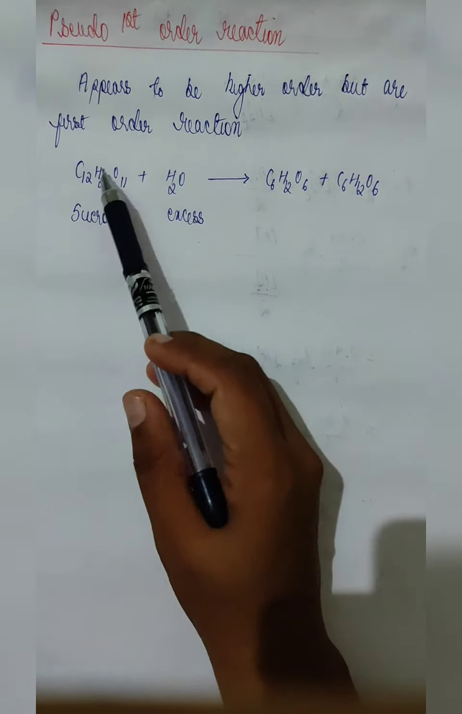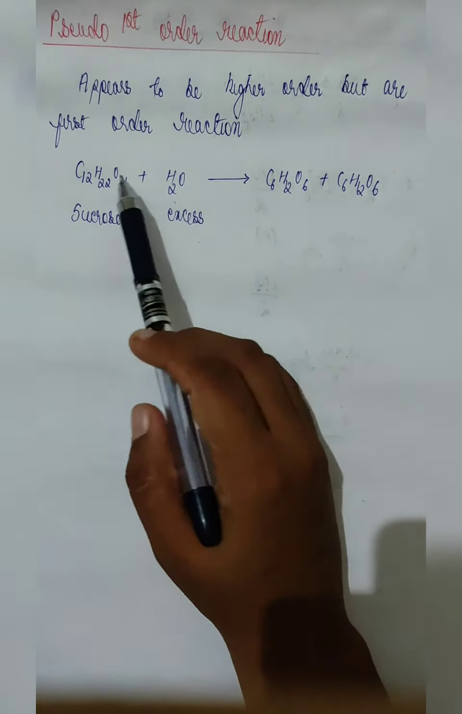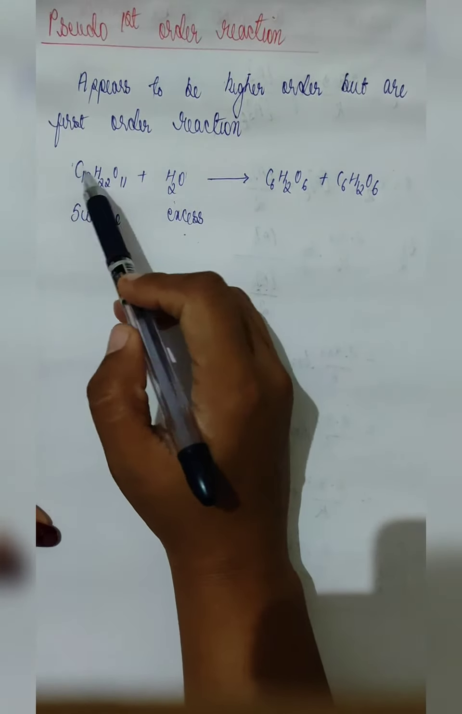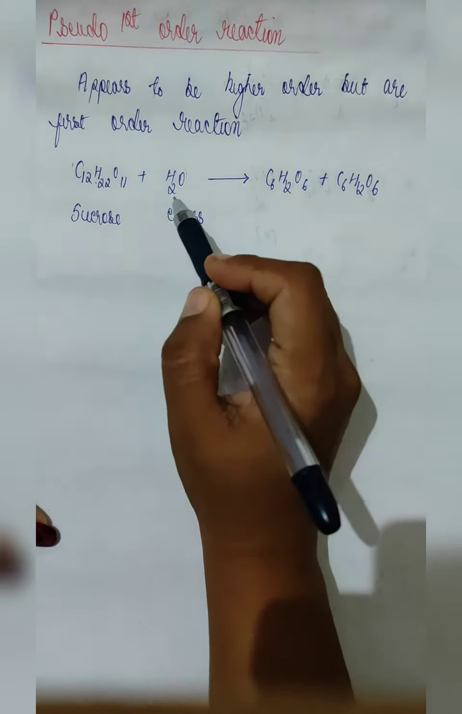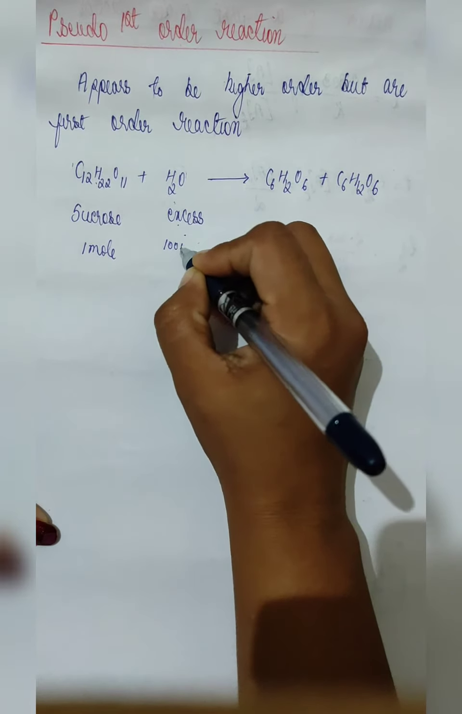Now let us see what is pseudo first order reaction. These are those types of reaction which appear to be of higher order, such as second order, third order reaction, but are actually first order reaction. Let us see one example. Sucrose reacts with excess of water giving sugar. Now here water is in excess. That means 1 mole of sucrose is reacting with excess of water. Say 1 mole of sucrose is reacting with 1000 mole of water.